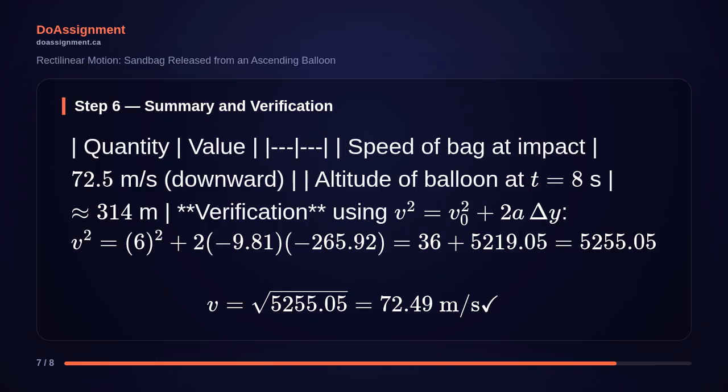To summarize, the bag strikes the ground at a speed of approximately 72.5 meters per second, and the balloon is approximately 314 meters above the ground at that same instant.